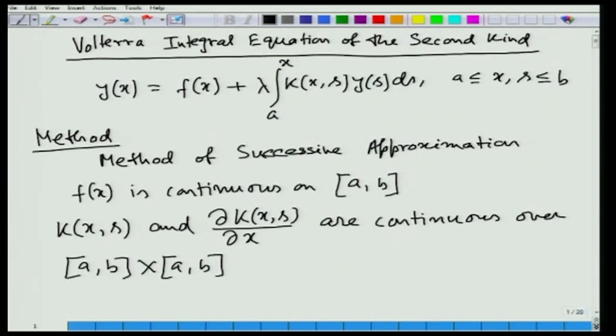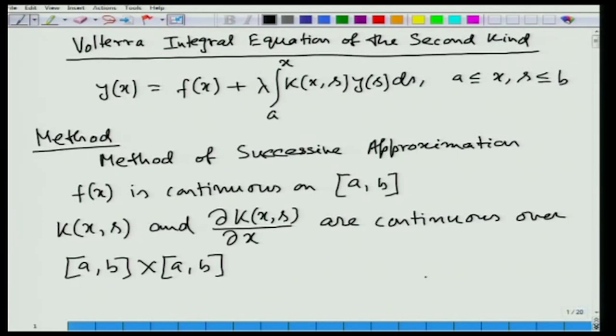Actually, we are considering that k(x, s) and the partial derivative of k with respect to x are continuous over the square of side b minus a, but practically we need the continuity condition of k(x, s) and its partial derivative with respect to x only over a triangle. This is our square over which the given functions are continuous. The integral is over s from a to x.